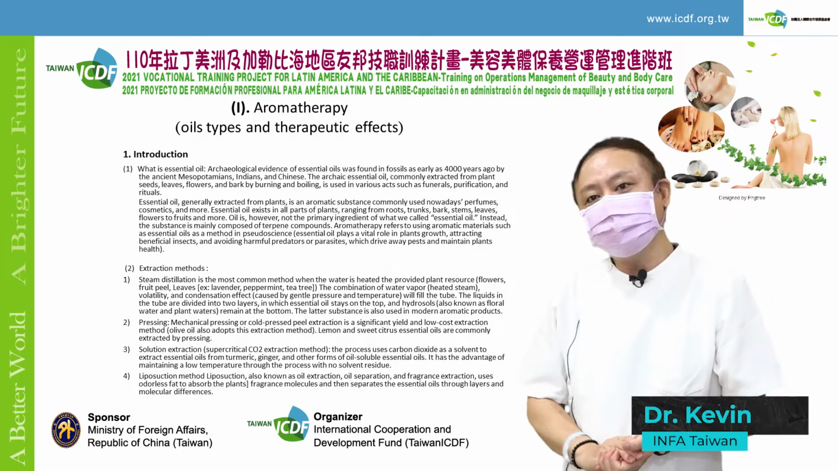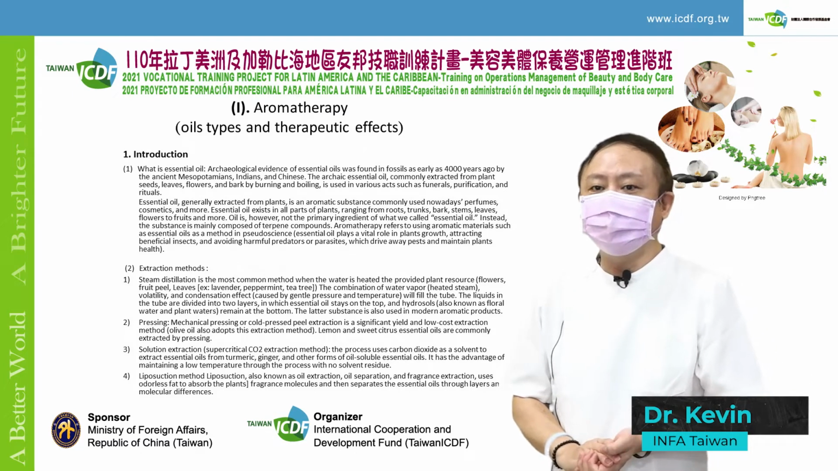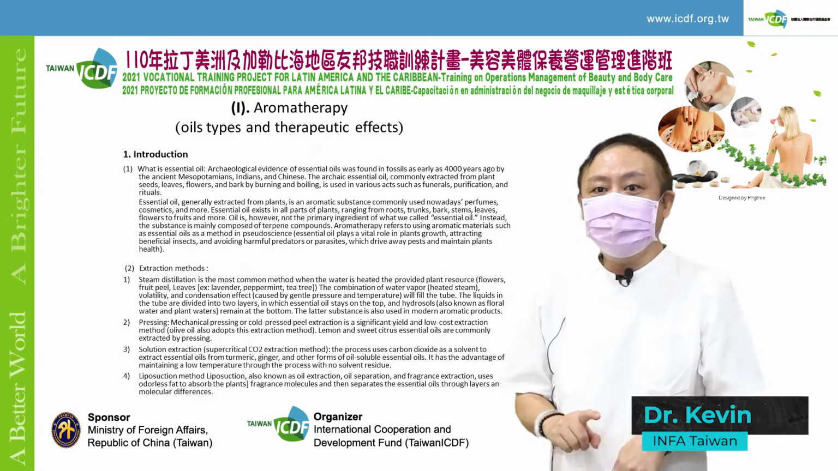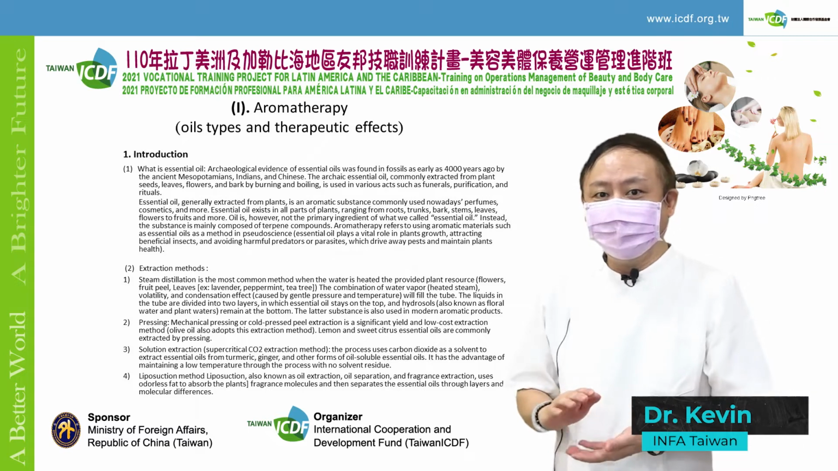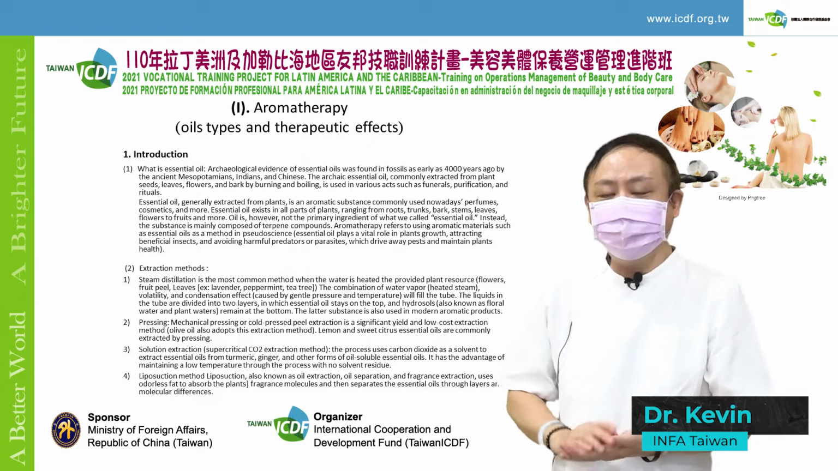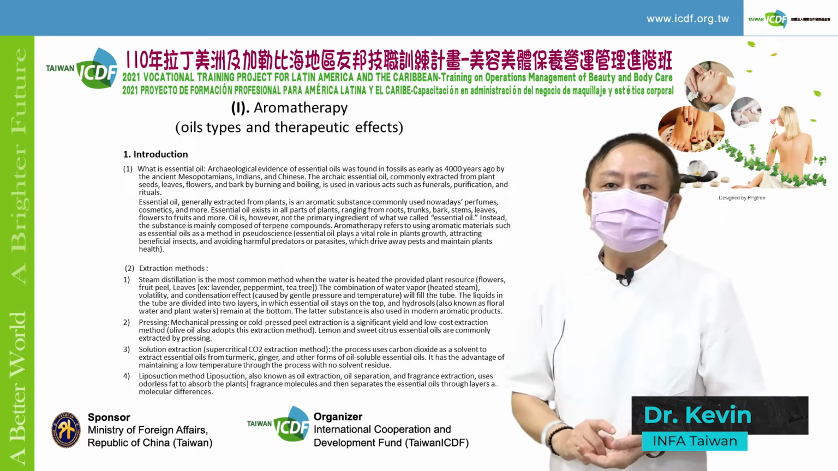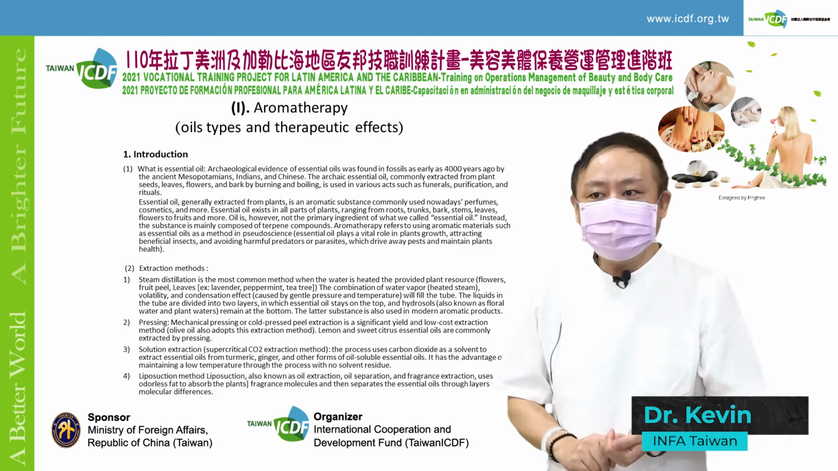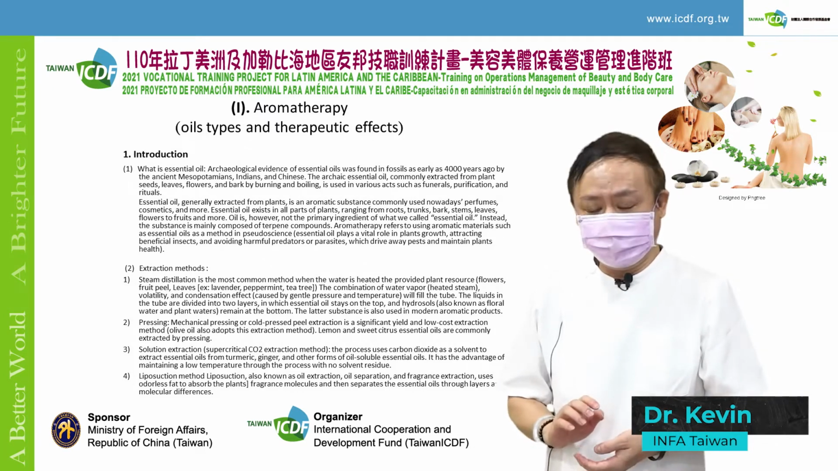So there are 4 extraction methods. The first one is steam distillation. It's the most common method nowadays. The second one is pressing. There's a cold pressing and or just regular pressing. So you can do it from fruit peels. The next one is a solution extraction. It's also called ECO2. It's a supercritical CO2 extraction method.